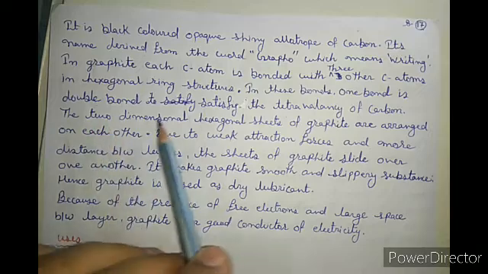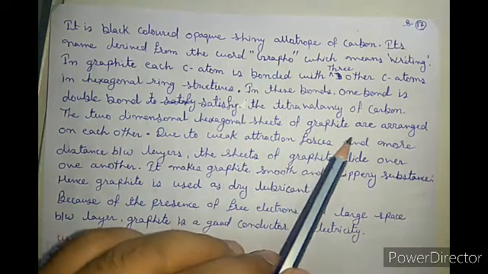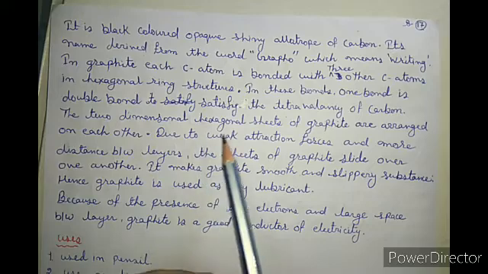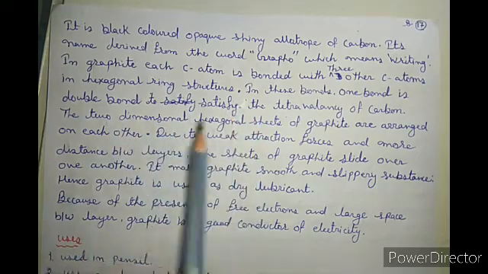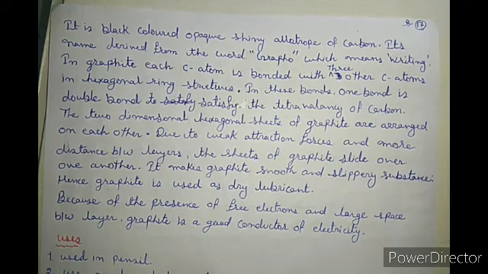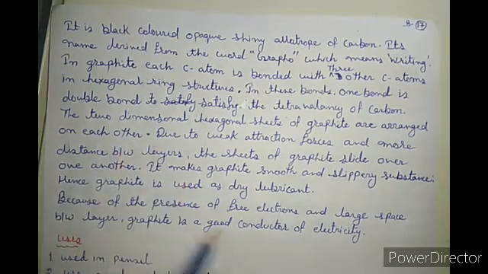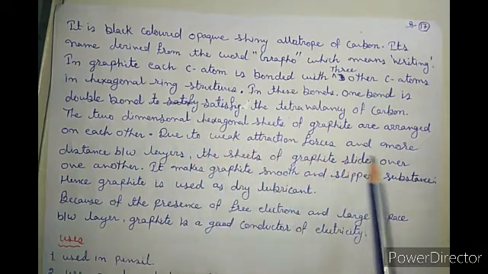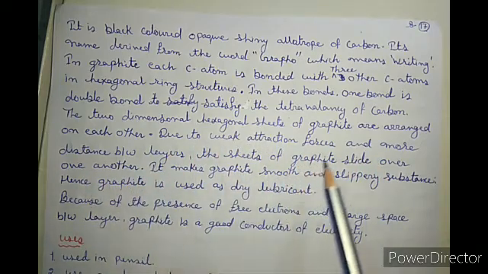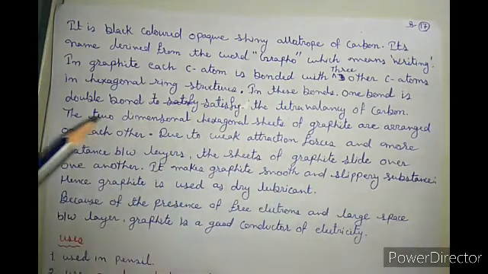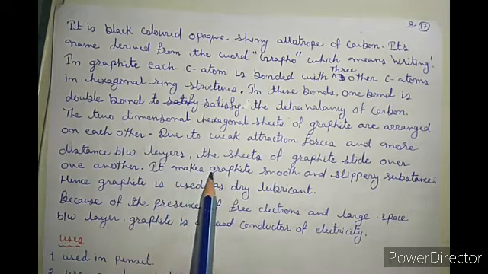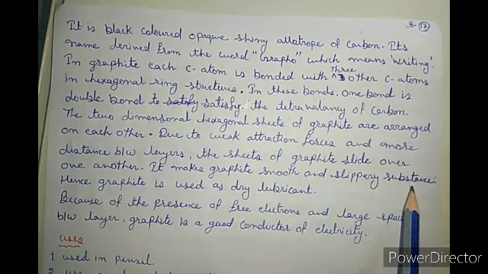The two-dimensional hexagonal sheets of graphite are arranged on each other. The layers, as we discussed, are arranged on each other. Due to weak attraction forces and more distance between layers, the sheets of graphite slide over one another. That means these layers can easily slide on each other. It makes graphite a smooth and slippery substance.